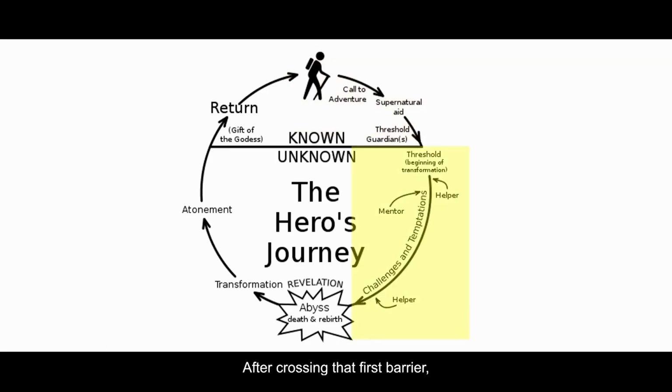After crossing that first barrier, the protagonist then goes through what is called the Trail of Trials, a series of challenges leading them on their quest. Often they'll meet other archetypal characters, some helpful, some not. They may meet a mentor, they may meet a trickster or temptress that may cause them to go the wrong way or fall into a trap. The important thing in this section is that the protagonist isn't just overcoming challenges, they're actually growing as a person and becoming an actual hero.